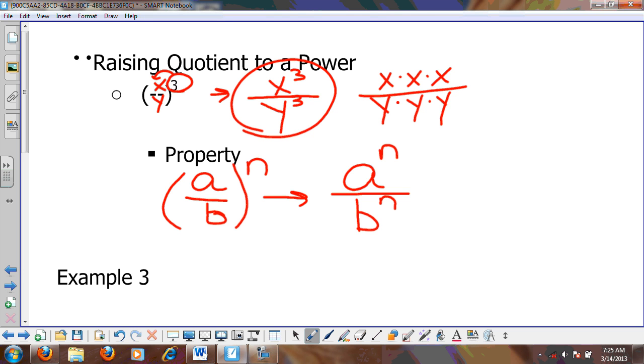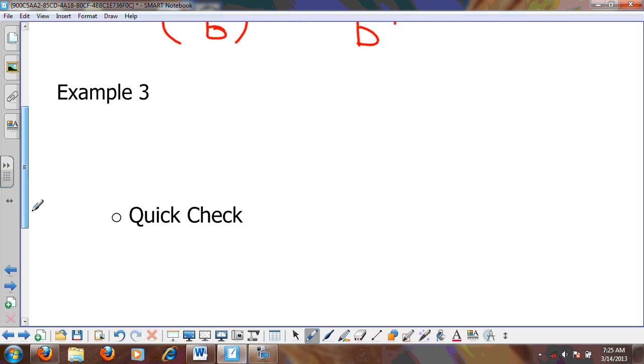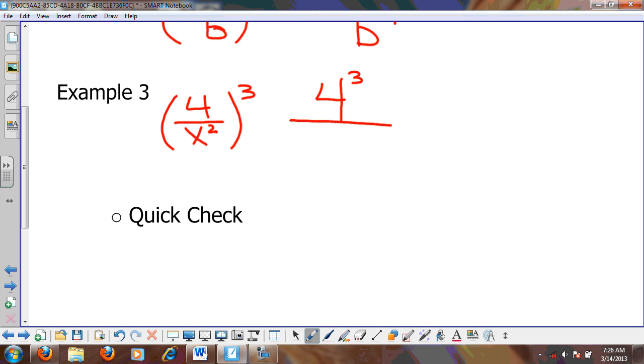Okay, so let's look at example 3. We're going to do this kind of quickly because this is a little bit of review. Which expression is equivalent to this? 4 over x squared, to the third. That means I'm taking 4 to the third power and x squared to the third power.